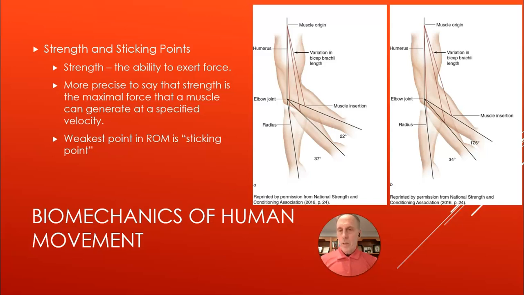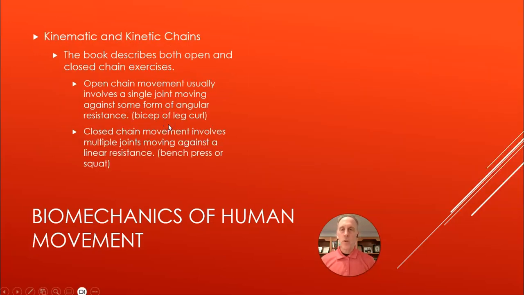But what they note here is the weakest point in the range of motion is referred to as the sticking point, which makes sense. You're going to have sticking points in any movement pattern that you have, whether it's a bench press coming off your chest, or it's a bicep curl, or whatever activity it may be. So you have to be able to find ways to work through those with your clients or your athletes, and even your physical therapy people as well.